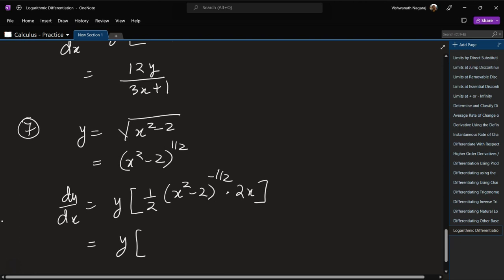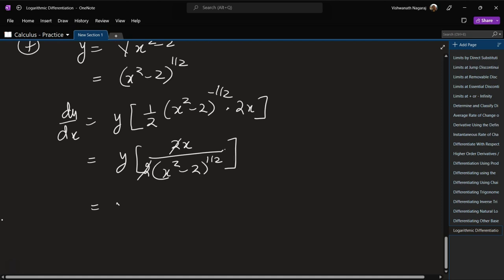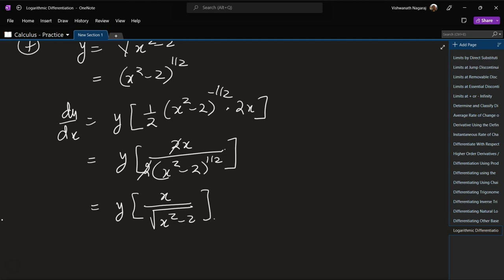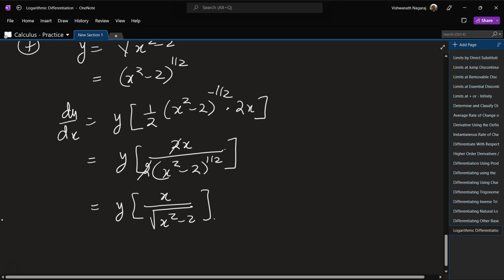2x/(x^2 - 2), 1/2. And here we also have a 2. So this 2 and this 2 cancel, and we are left with y times x/(x^2 - 2). Okay, you can do the substitution of y and do it in the traditional way. You will get the same.